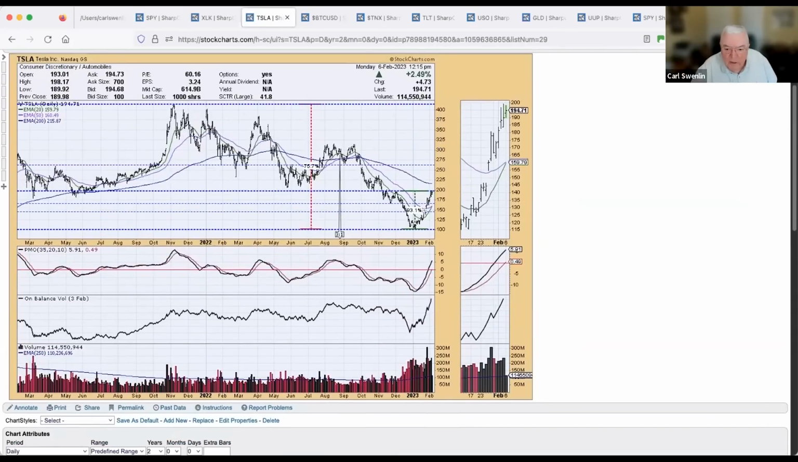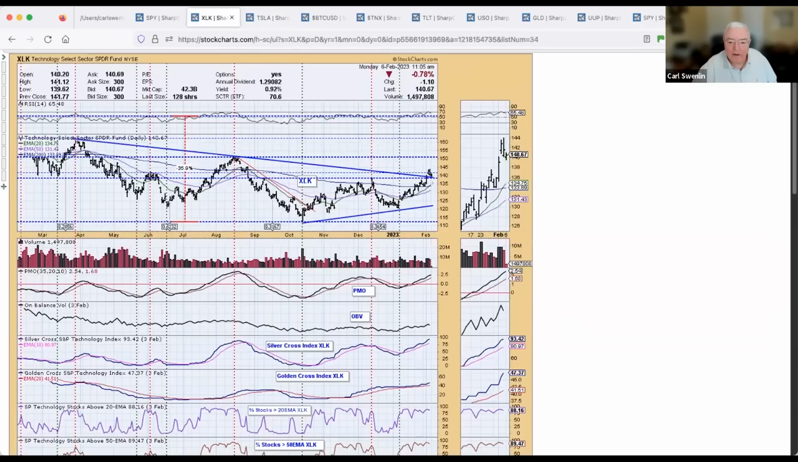It's got a silver cross buy signal, up 93% from its low. I think it's being helped by the fact that Elon Musk got a pass on the lawsuit. Now looking at the technology sector, we do have a breakout and silver cross buy signal, but I guess I should leave those for you. Yeah, that is the one I'm going to concentrate on today.